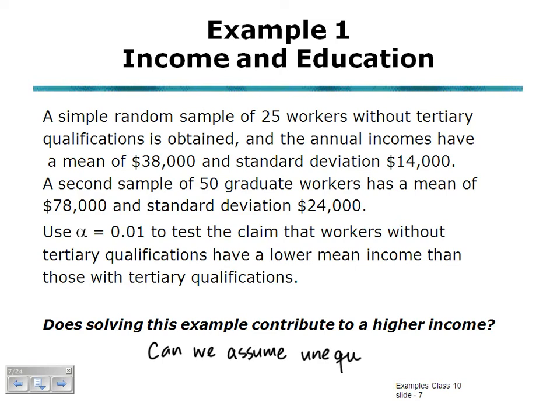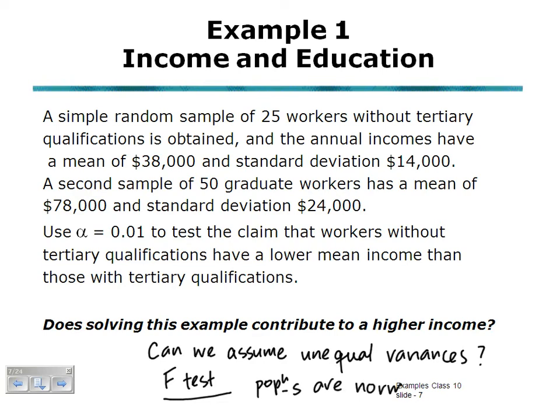Now, in order to compare variation, we use an F-test for equal variances. But recall that the F-test for equal variances is not robust to violations of the assumptions, and our assumption for an F-test is that the populations are normally distributed. So we're looking here to determine whether it was reasonable to assume unequal variances in our first example.